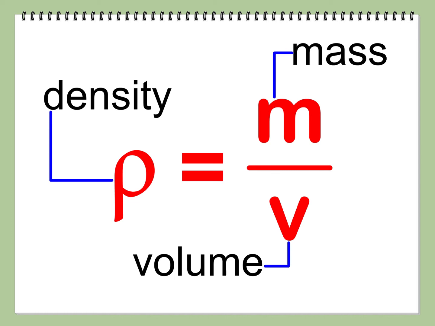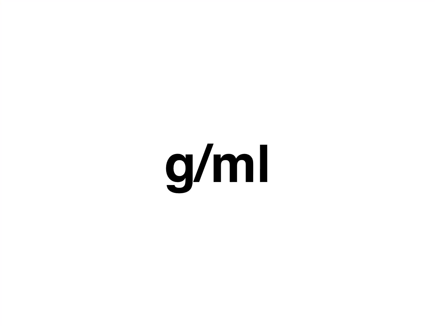So an object that has 12 grams of mass and takes up 3 milliliters of volume has a density of 4 grams per milliliter. Now, notice this density is measured in grams per milliliter. It is written like this: g/mL.